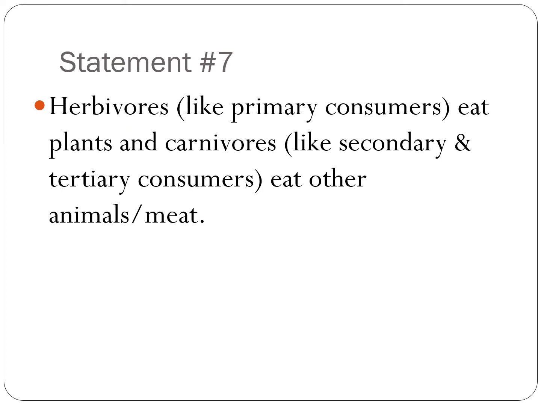All right. Herbivores, like primary consumers, eat plants, and carnivores, like secondary and tertiary consumers, eat other animals or meat. This is kind of a strange way it's written, but herbivores eat plants, period. Carnivores eat meat. Herbivores are also called primary consumers. They eat plants, period. Carnivores, also called secondary and tertiary consumers, eat other animals or meat, period.